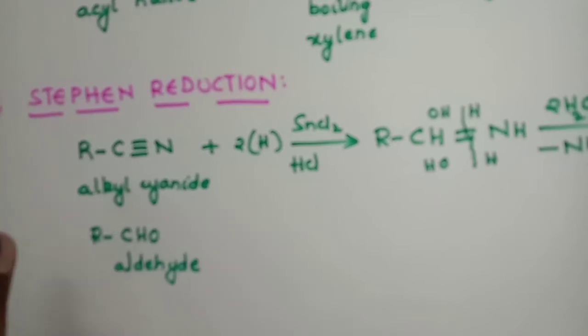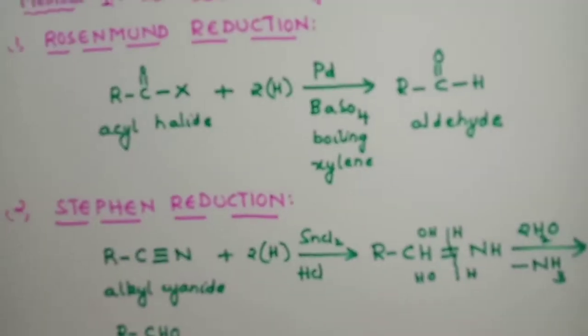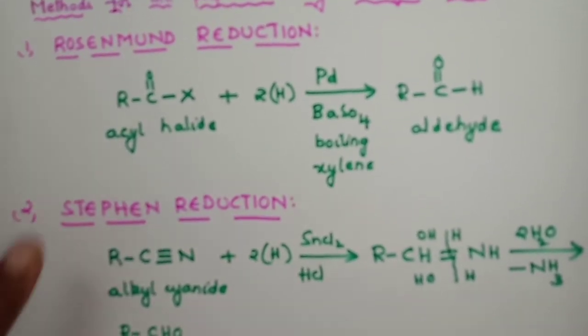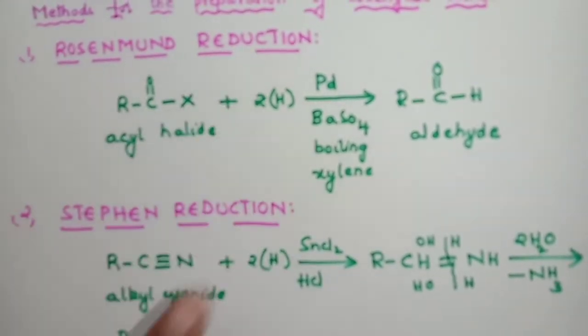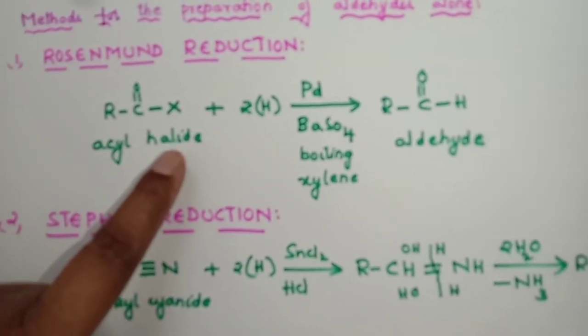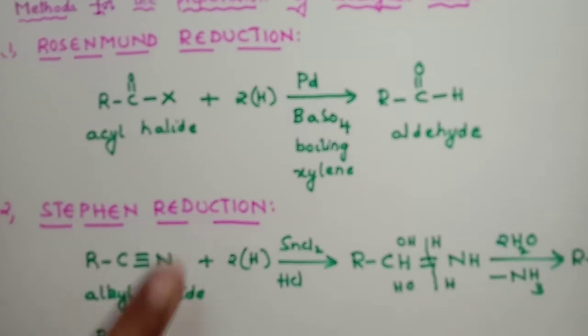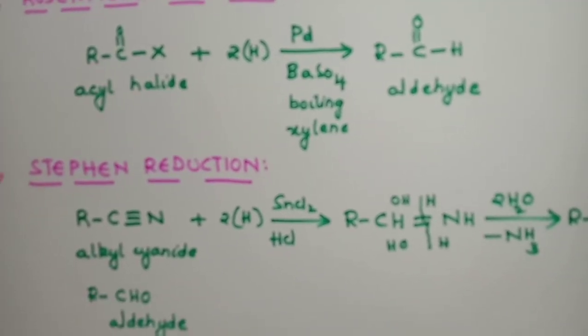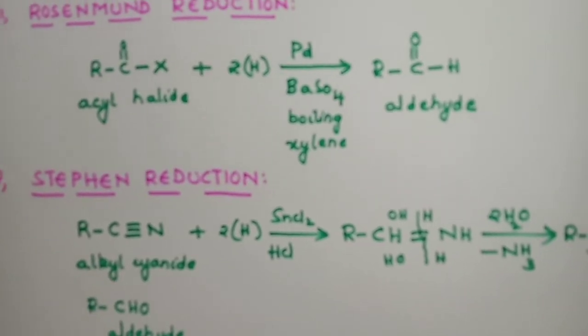So these are the two methods for the preparation of aldehydes. First one, students, Rosenmund reduction, in which acyl halides are used. The second one is Stephen reduction, in which alkyl cyanides are used. Fine.